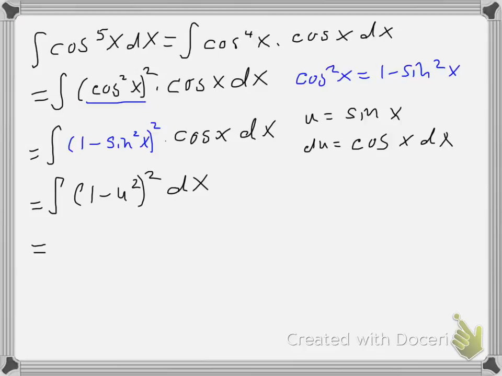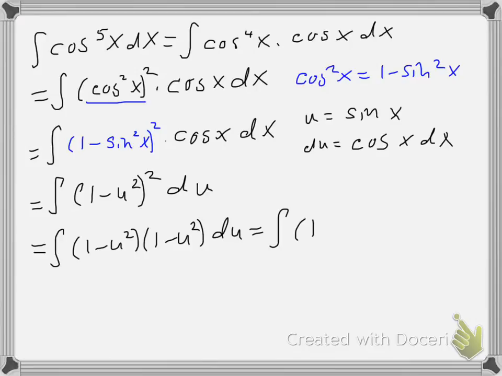Now, working out the algebra here, this becomes the integral of 1 minus u squared times 1 minus u squared du. Oh, and this should be a du. Sorry about that. This, of course, becomes the integral of 1 minus 2u squared plus u to the fourth.